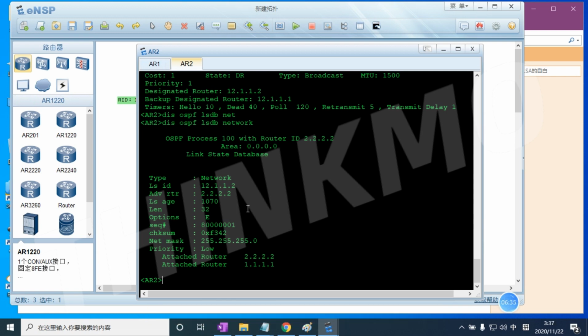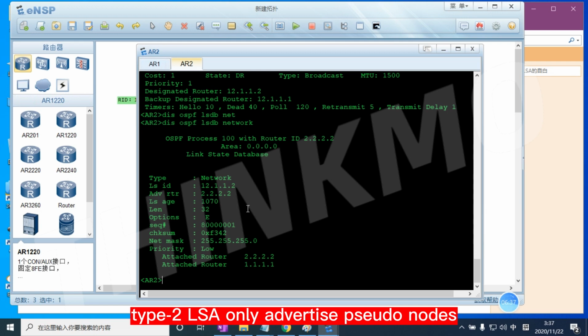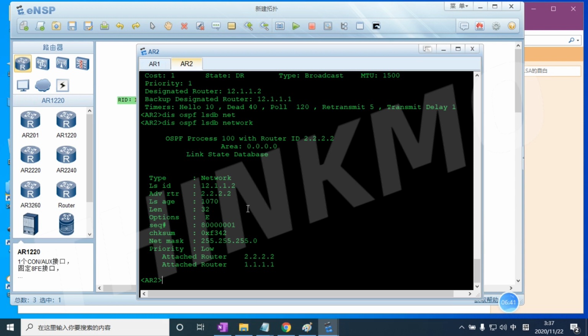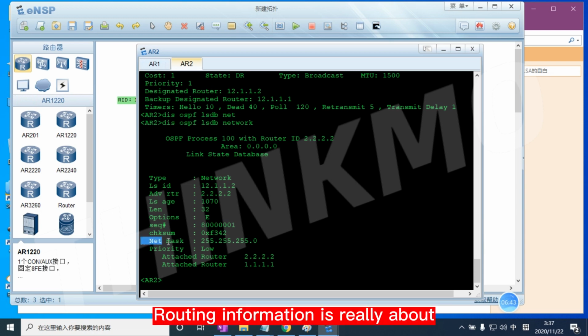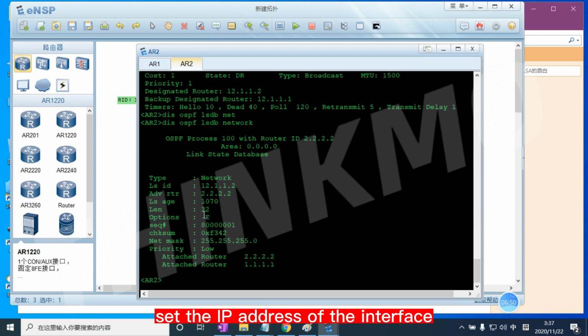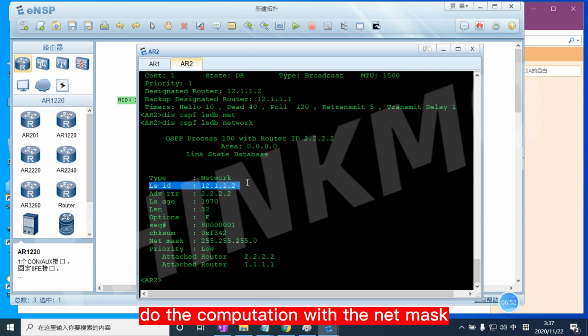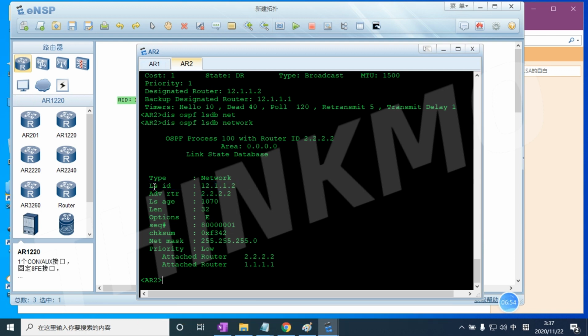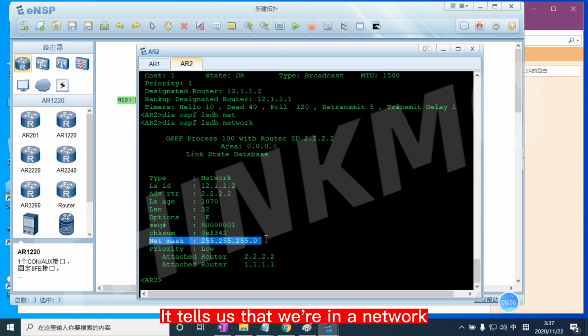Do that AND operation, and you can get the routing information. Therefore, the Type 2 LSA not only advertises the pseudonode, routing information is also advertised. The routing information is really about the network segment connected by AR1 and AR2. Take the IP address of the interface and do the computation with the net mask. It tells us that we're in a network.